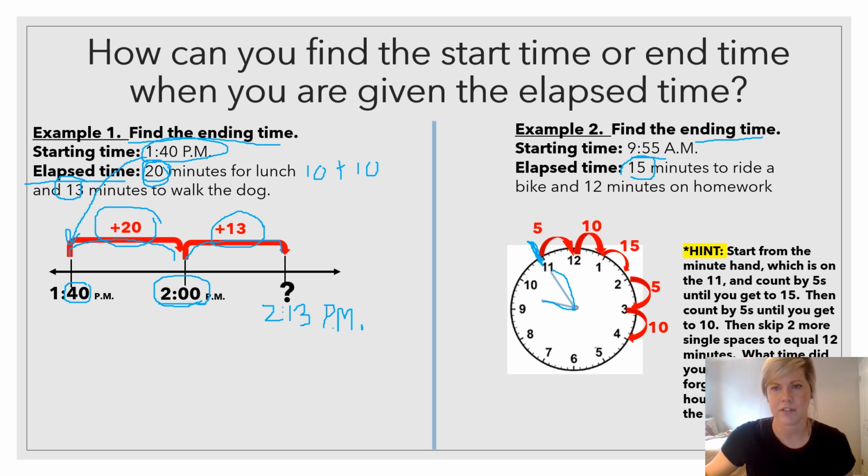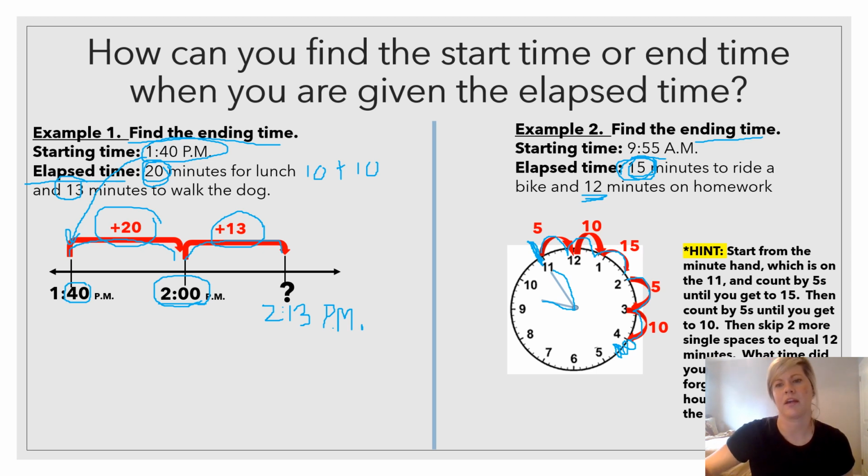And on a clock, we have to jump by 5. So first I'm going to count to 15 by 5s. 5, 10, 15. Okay, now I need to do 12 more minutes. So then I would start here and count by 5s until I get to 12. 5, 10. Well, I've stopped here because I can't do another 5, but I still need to go to 12. So that means I would say 11, 12. So I've stopped right here.